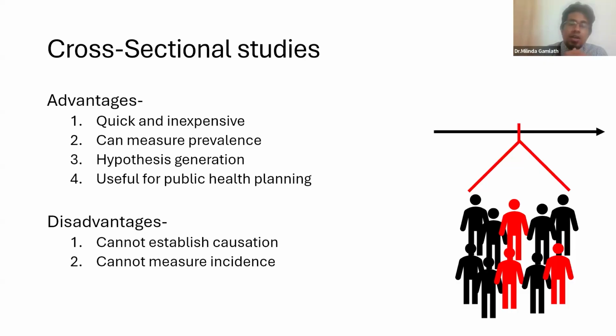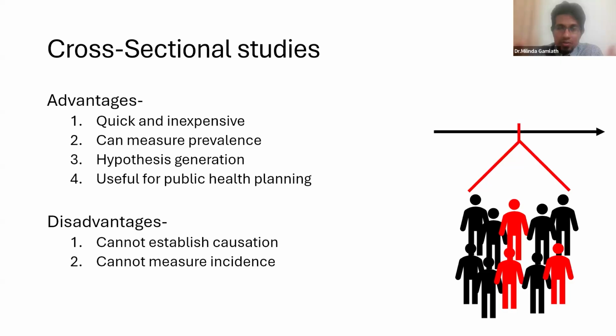It takes the feature of a disease or health event at a certain point in time. And you can use this to generate hypotheses. And this is also useful for public health planning. Like once you know there are this many patients with diabetes, you can make certain programs to address those. So knowing the prevalence will help you with planning programs for these people.